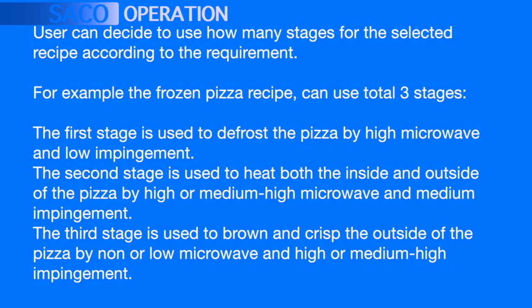The first stage is used to defrost the pizza by high microwave and low impingement. The second stage is used to heat both the inside and outside of the pizza by high or medium-high microwave and medium impingement. The third stage is used to brown and crisp the outside of the pizza by none or low microwave and high or medium-high impingement.